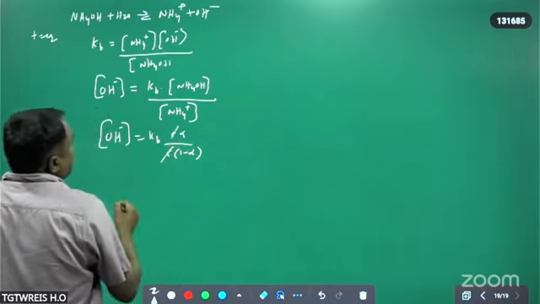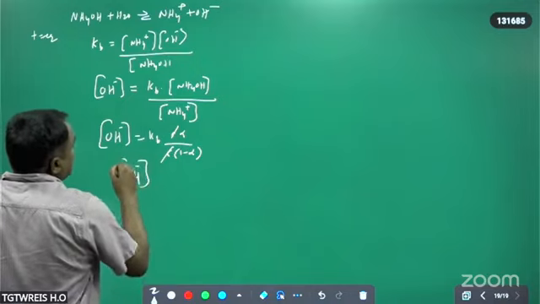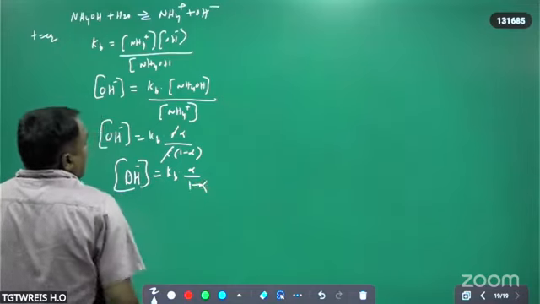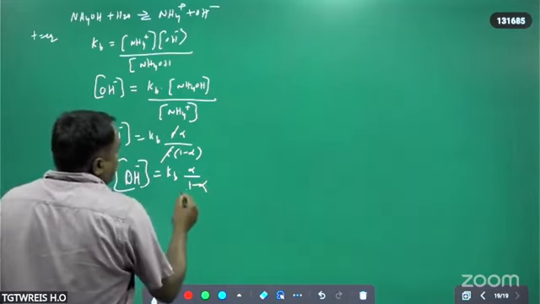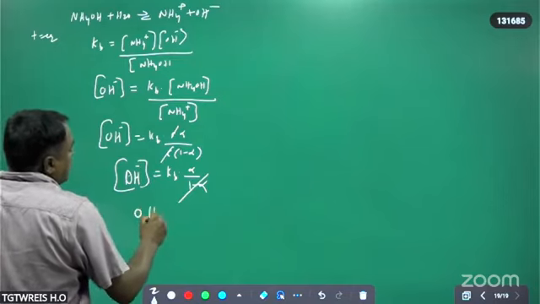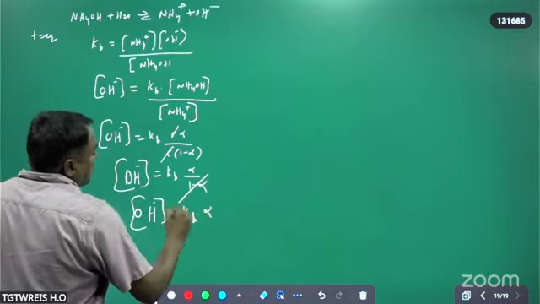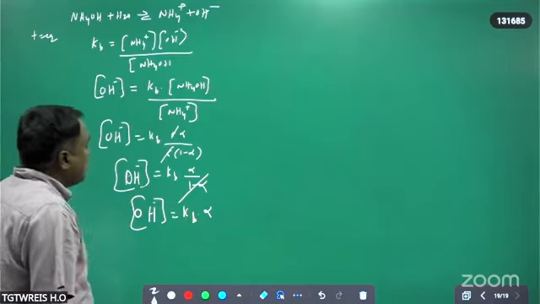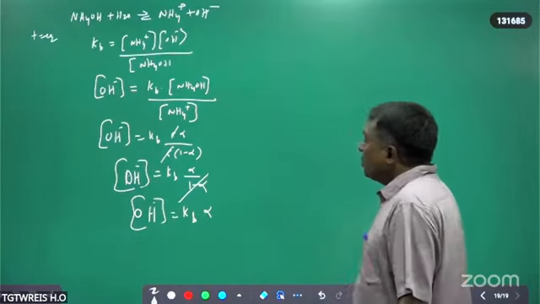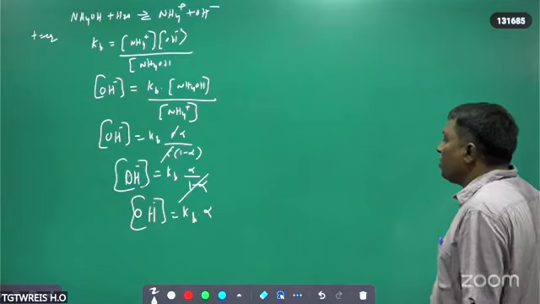So C and C get cancelled. Therefore, the OH minus ion concentration is equal to Kb into alpha by 1 minus alpha. Actually, 1 minus alpha is very, very small, so you leave it. The OH minus ion concentration is equal to Kb into alpha. But what is alpha equal to?